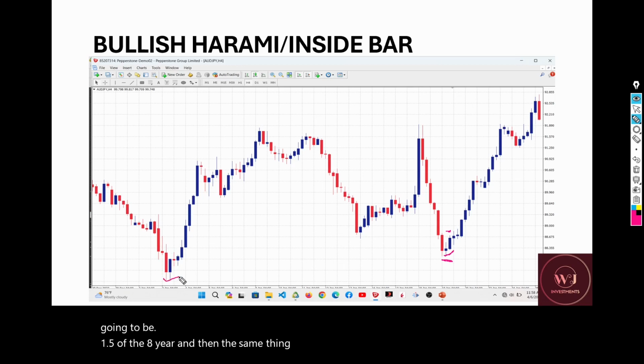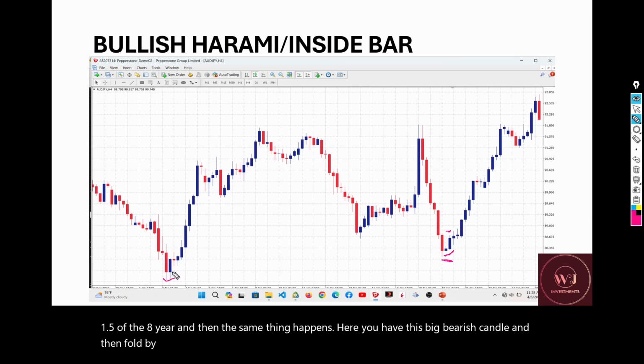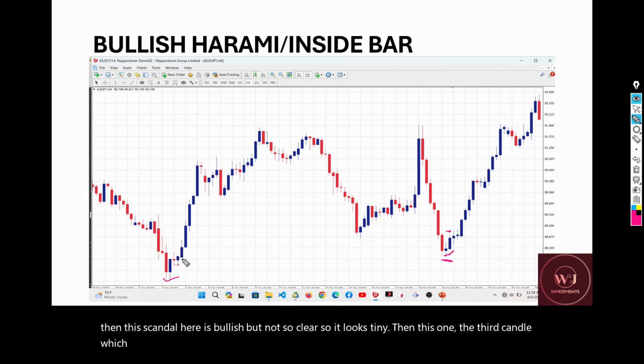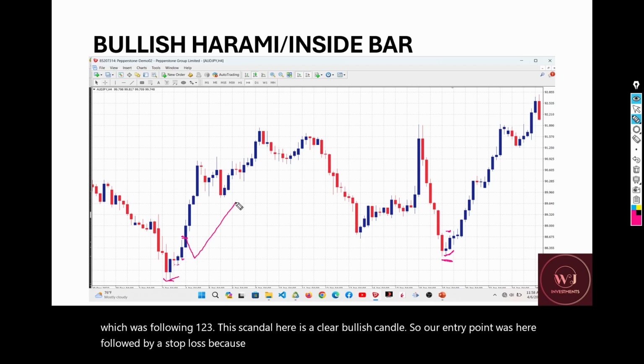You have this big bearish candle, followed by this candle which confirms the Harami, but we don't have a big bullish candle. This candle here is bullish but not so clear, so it looks tiny. Then the third candle, following 1, 2, 3, is a clear bullish candle. So our entry point was here, followed by a stop loss, because sometimes you can form this.